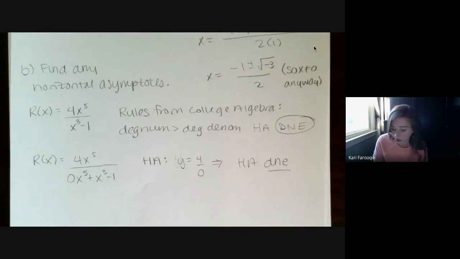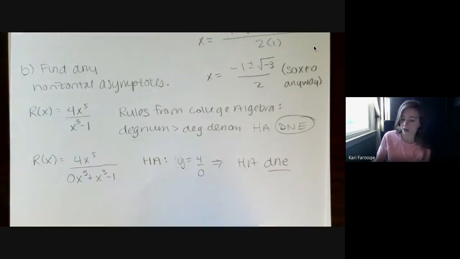So that's the horizontal asymptote. You would say it just does not exist. However you want to, if you want to set up a limit at infinity, that's fine. You'd have to look at both plus and minus infinity. But I think these rules are easier if I'm just asking you to find a horizontal asymptote. Does anyone have a question about B?